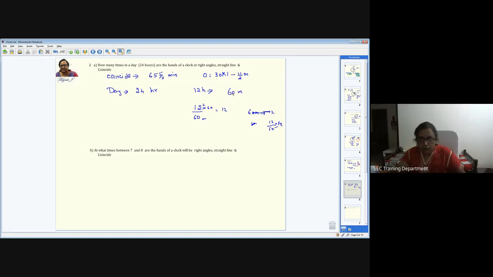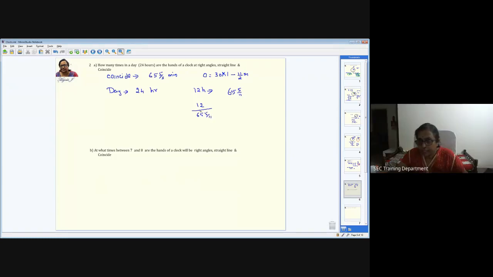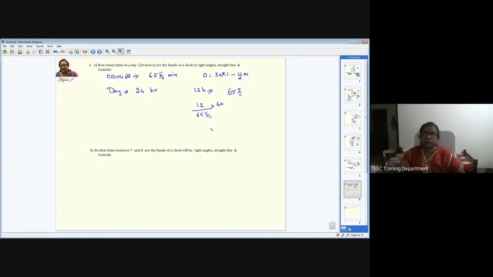So same thing, now you just have to replace these values. Which value? This particular value 60 minutes is going to be 65 by 5 by 11. So what do you do here? 12 divided by 65 by 5 by 11, and that again is in minutes. So I'm converting this into hours by dividing by 60. This divide by 60 will give you in terms of hours. Now you tell me, how do you calculate this?